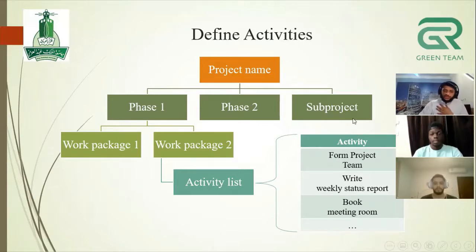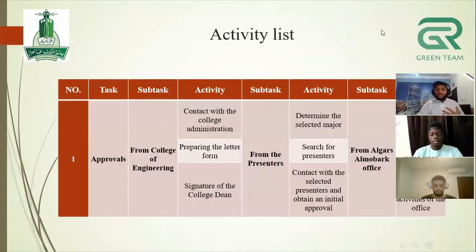So for our project, which is the introductory course, we generated some activities for our tasks and subtasks. First we have our first task, which is approvals, and the subtask is taking approvals from the College of Engineering. The first activity is connecting with the college administration. Second, preparing the letter form. The third is the signature of the college dean. This is for the first subtask.